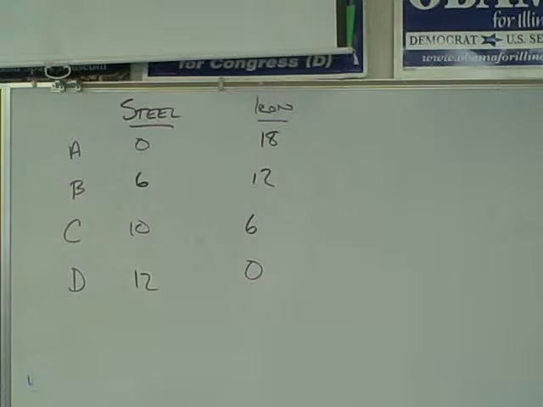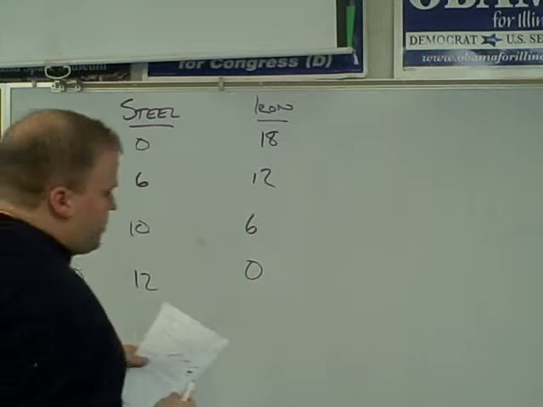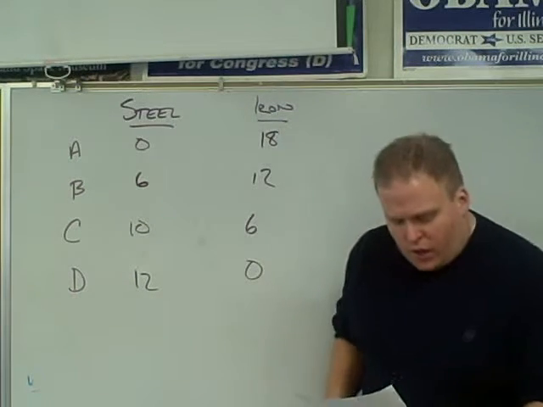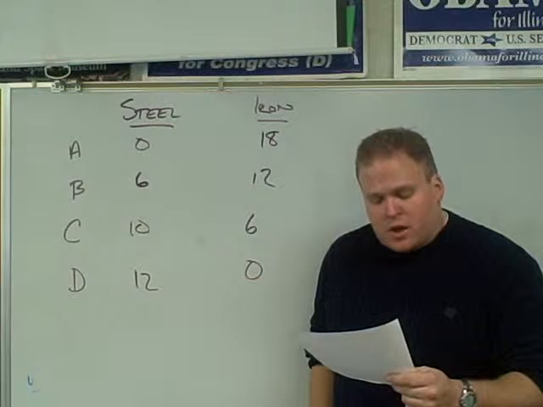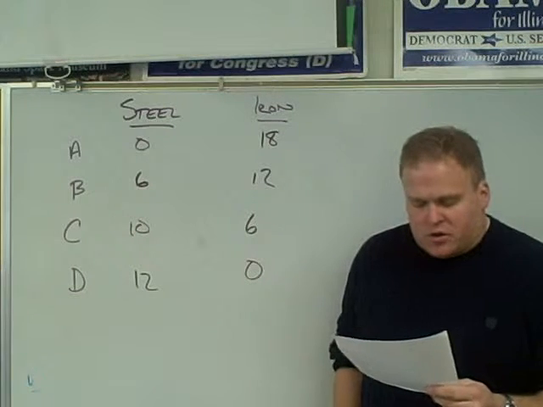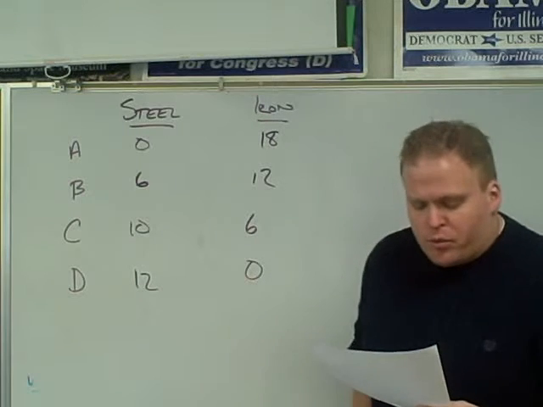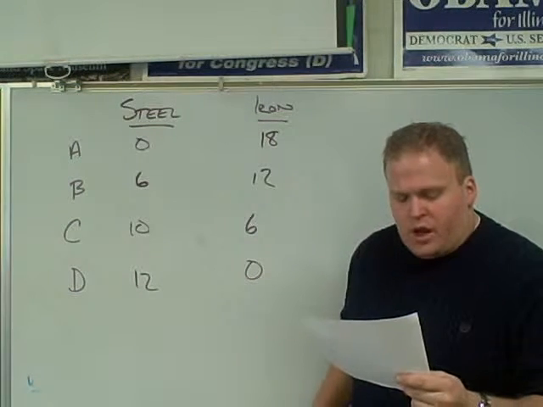Many of you have had questions about letter C on the production possibility curve homework that deals specifically with iron and steel. Question C says, suppose new technology allows the firm to produce twice as much steel as shown above, but does not affect its iron production. Draw the new production possibility curve and label it FF.